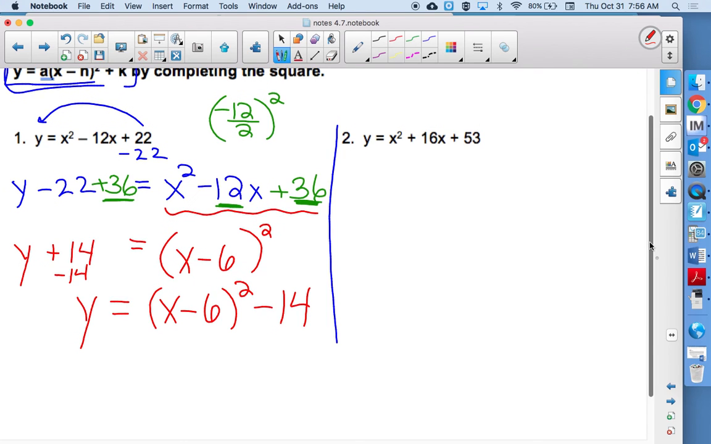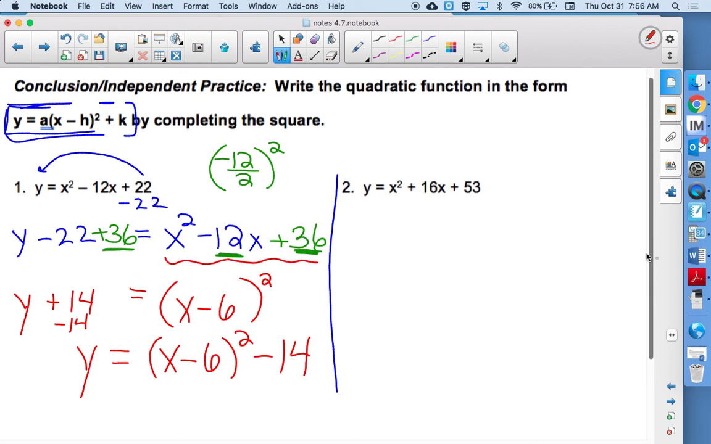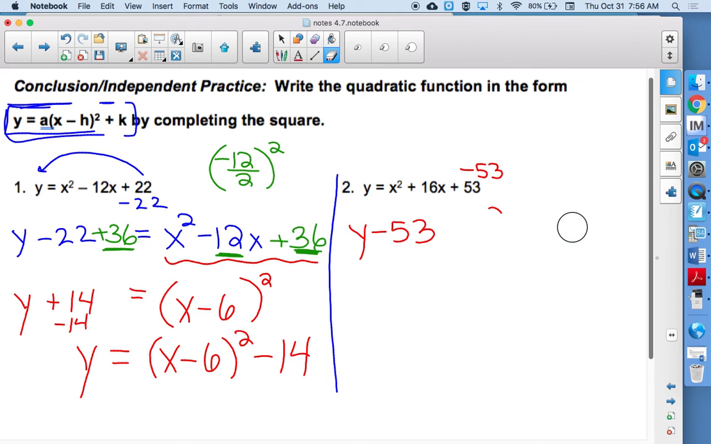So the last problem up here, we're going to do the same way. We're going to change the way it's written, trying to write it in this form where we have a quantity squared. And again, that process is completing the square. So we'll move the 53 over with the y. So Cole, after we move the 53 over, what's the next step?